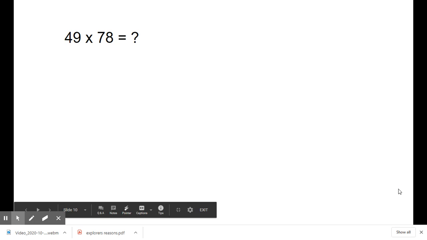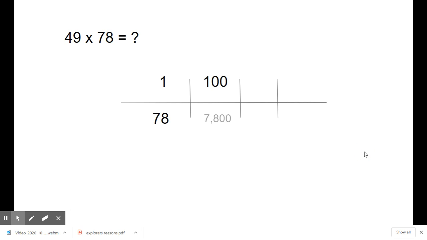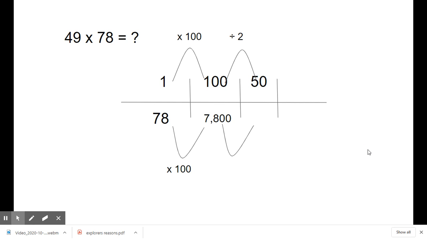Last problem. We've got 49 times 78. If you remember, we had 100 groups equals 7,800. We took 1 times 100 equals 100. 78 times 100 equals 7,800. Now if we take that and divide it by 2, which gives us 50, 100 divided by 2 is 50. 7,800 divided by 2 is 3,900.